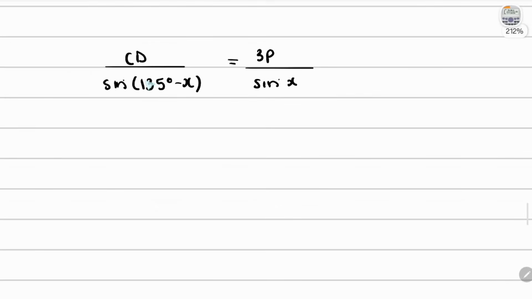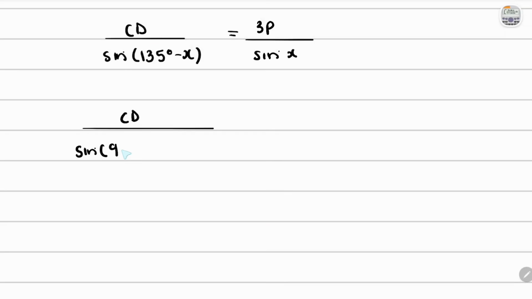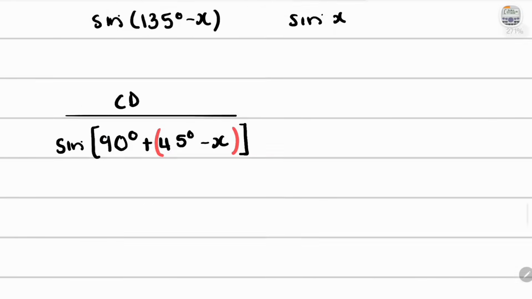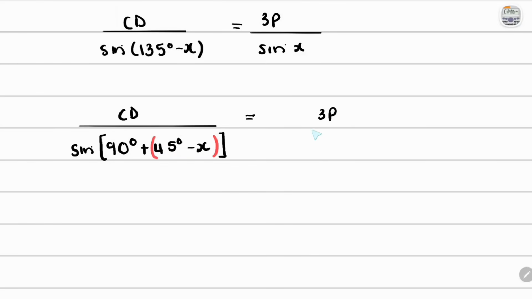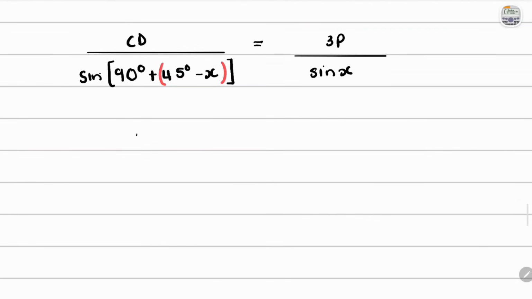So the only thing we need to simplify would be that sine of 135 degrees minus x. So we have CD over, and you see that's 135 degrees. We can actually pull out a 90 degrees from that and then use cofunctions. So this is sine, and we can split that 135 degrees as 90 degrees plus 45 degrees. That's what gives you 135 minus x. And really what we're doing here is we're trying to group these two together as if they're one single angle and then apply cofunctions. Then this is equal to 3p over sine x. And now let's just continue simplifying that.